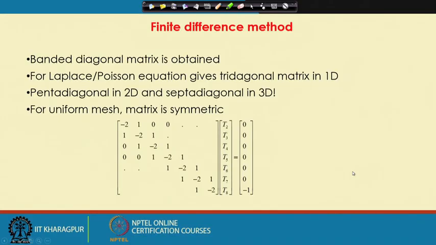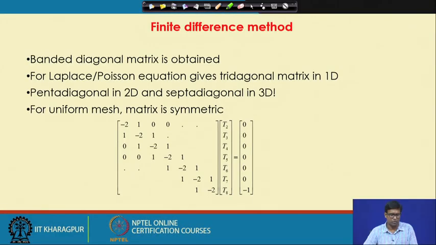And if we use a uniform mesh, then the matrix is symmetric. If we see the matrix we obtained in the 1D case using a uniform mesh, this is a symmetric matrix also. There are certain issues with this particular tridiagonal matrix, and certain issues also with symmetric matrices, which we will discuss in later classes. In the next class we will look into the tridiagonal matrix solution algorithm.